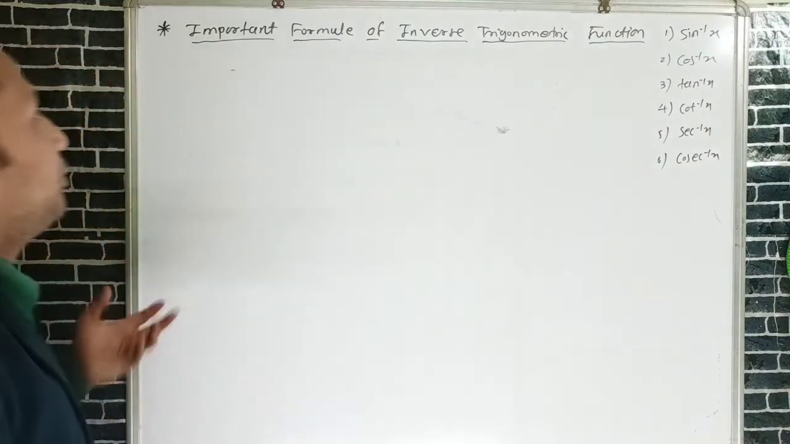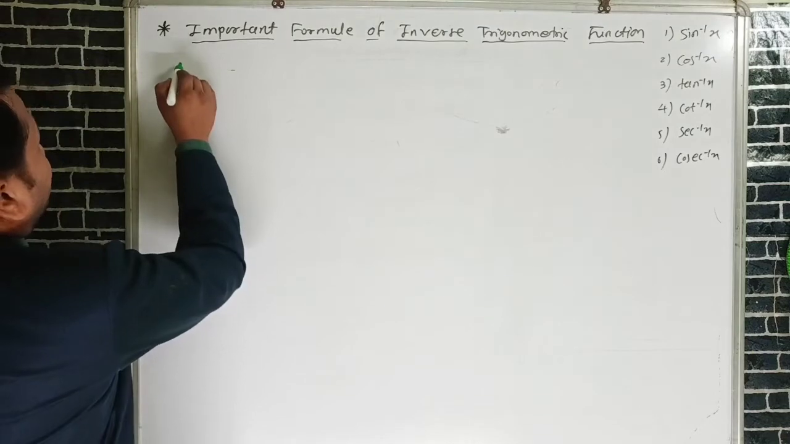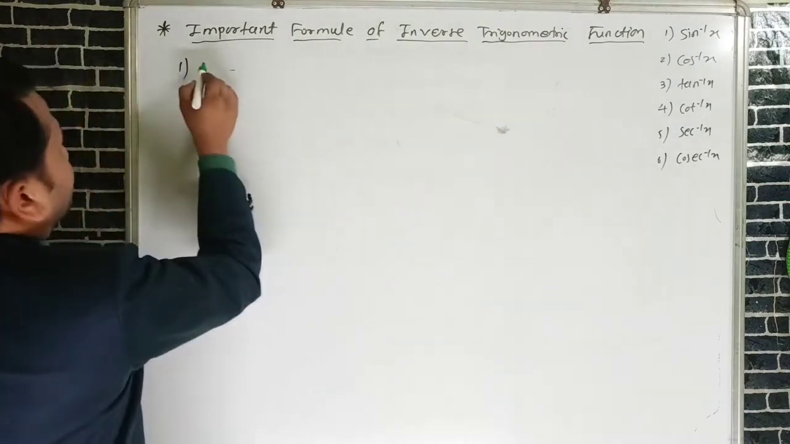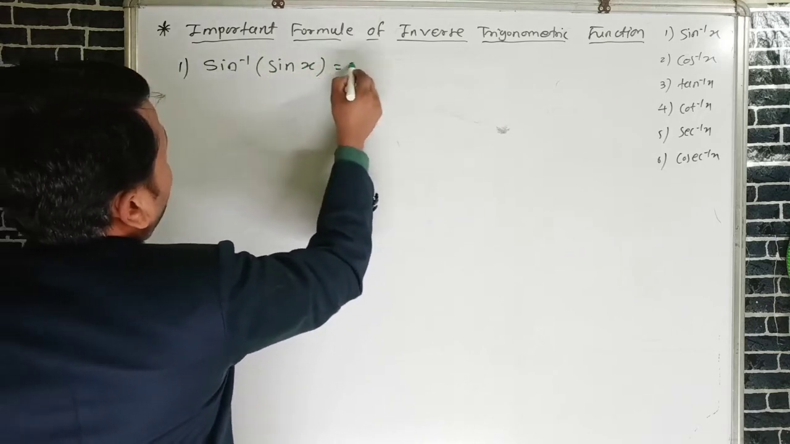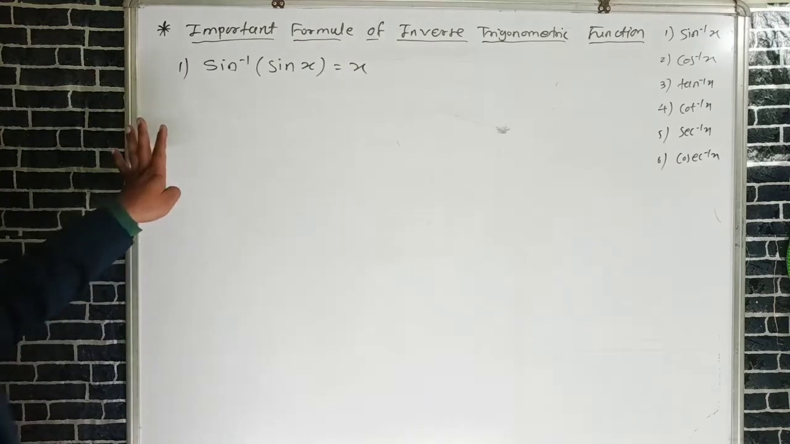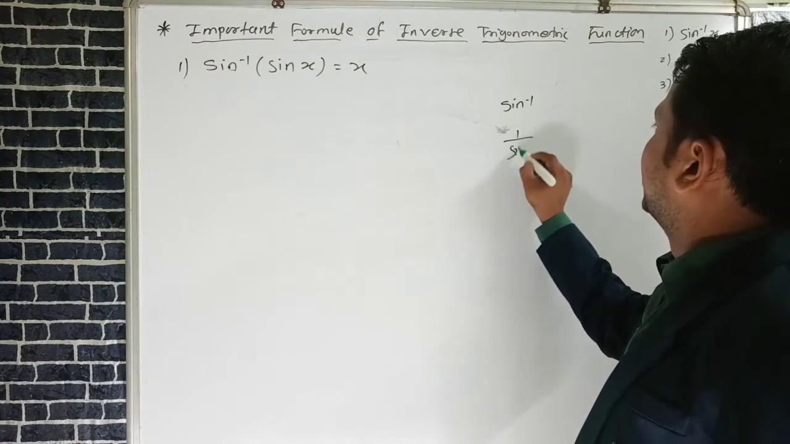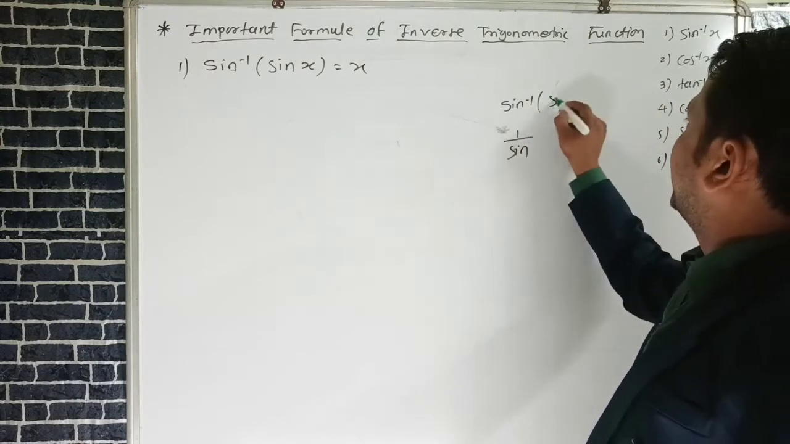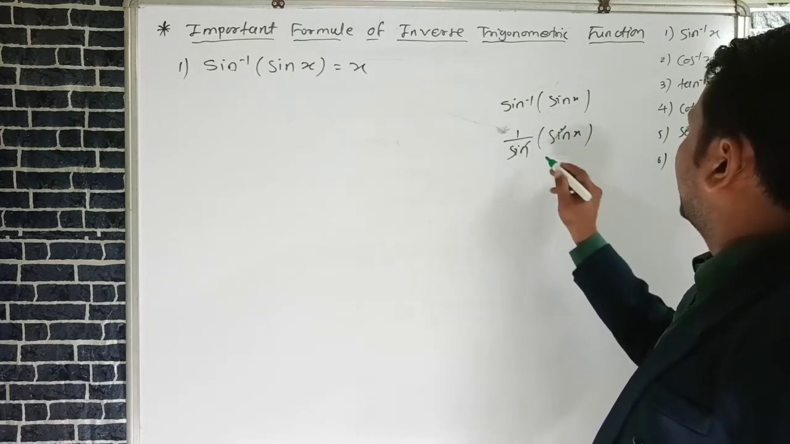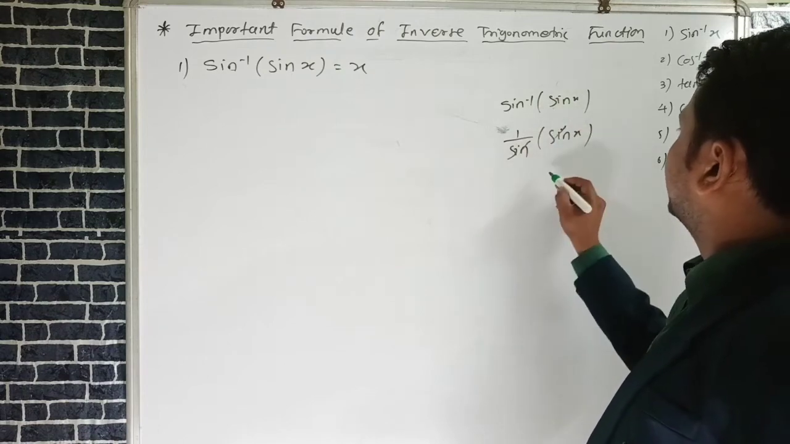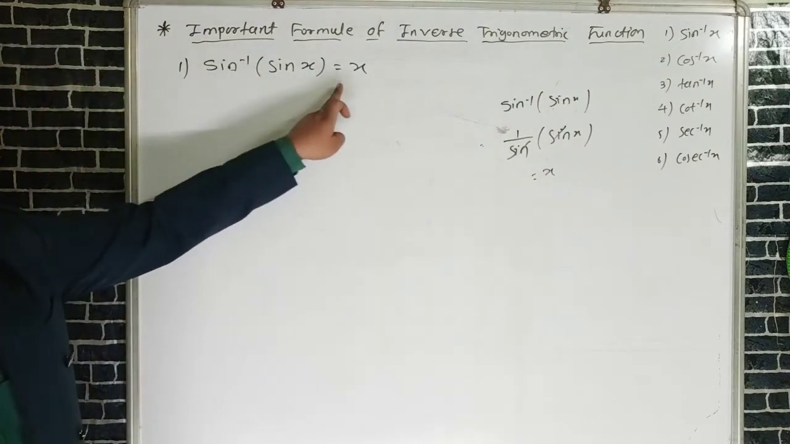We learn useful formulas which are used to differentiate the inverse trigonometric functions. The first formula is: we know sine inverse of sine x is equal to x, because sine inverse means 1 upon sine, and this sine x as it is, 1 upon sine into sine x. Here sine and sine cancel, and the remaining part of sine inverse of sine x is x. Hence sine inverse of sine x is equal to x.